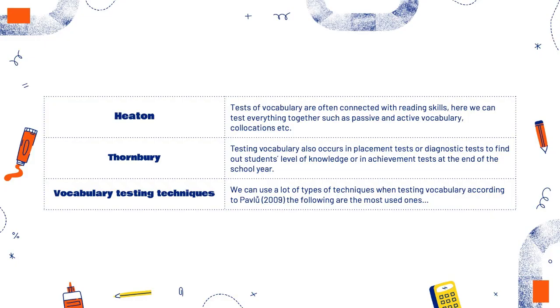Okay, hello. So now I will start with these two phrases from these two authors that I found while doing the research. Hedden mentions that tests of vocabulary are often connected with reading skills, and that here we can test everything together, such as passive and active vocabulary or collocations, etc. Then we have Thornbury, who mentions that testing vocabulary also occurs in placement tests or diagnostic tests to find out students' level of knowledge. And we can also find testing vocabulary in achievement tests at the end of the school year.